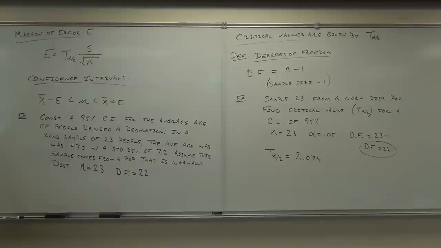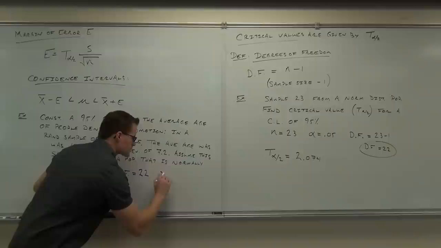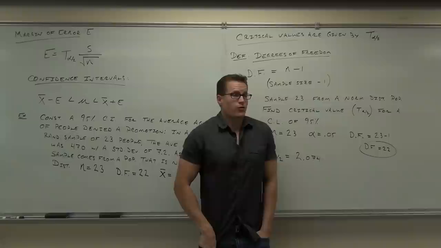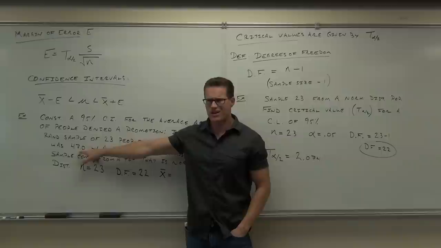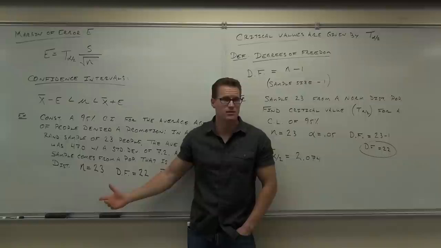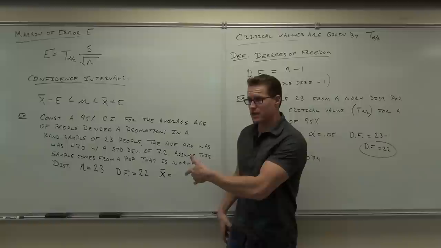Okay, now, can you tell me, do I have an X bar or do I have a mu? You have an X bar. Where's it coming from? Is this average age from a sample or the population? Sample. Am I going to tell you the population mean for a confidence interval? No, that's what we're trying to estimate. I mean, why would I tell you, hey, the mean age is 47 for the population? You wouldn't even have to do this, right? You'd be like, oh yeah, I know it's 47, great. No, we're not going to do that. That'd be a waste of time. So the sample mean is 47.